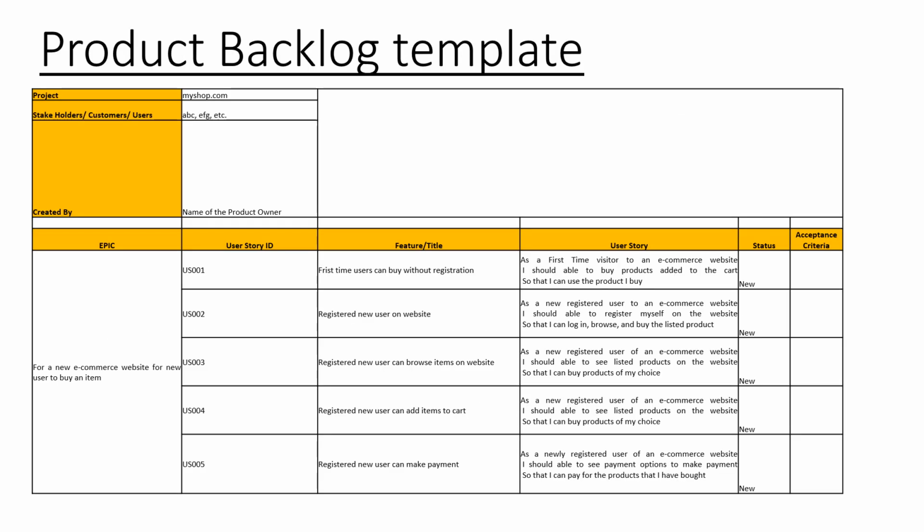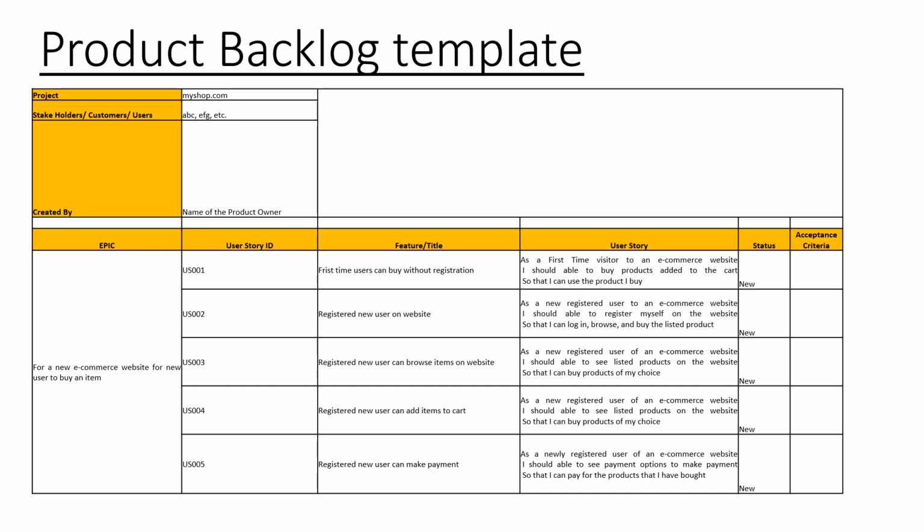So this is the product backlog template. It contains a project, like myshop.com, which is an e-commerce site. The stakeholders' names are there, and it is created by the product owner. It contains an epic: an e-commerce website for which a new user can buy an item, so it needs to add a new user to buy the item.